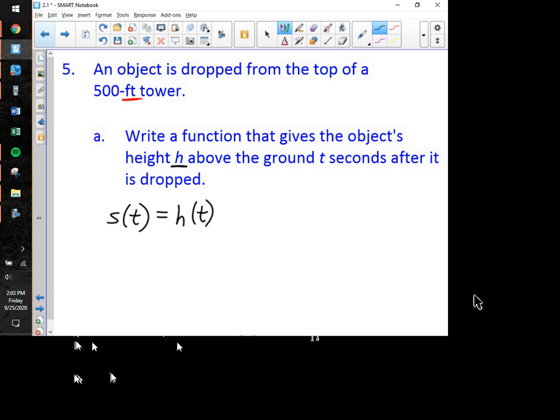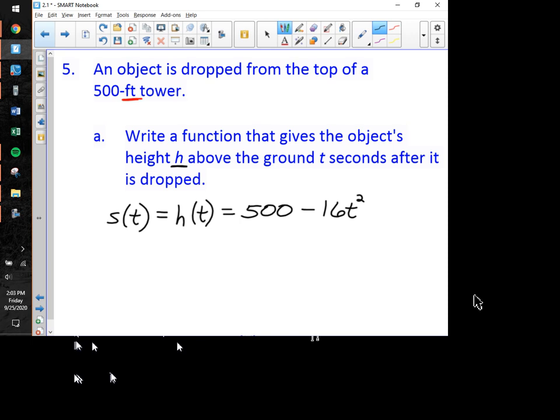Both of those would have been fine here. But you start with 500, and then there's a -16t squared. The only other thing that will sometimes complicate this function, although not in this problem, is if you, at the top of that tower, were to impart an initial velocity onto that object by throwing it up in the air or by throwing it down.